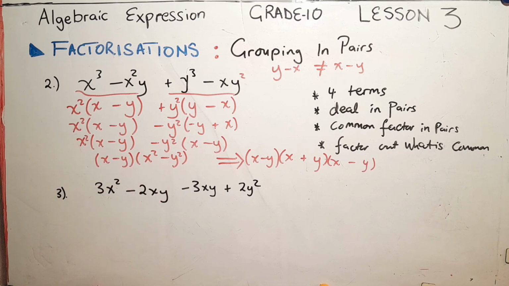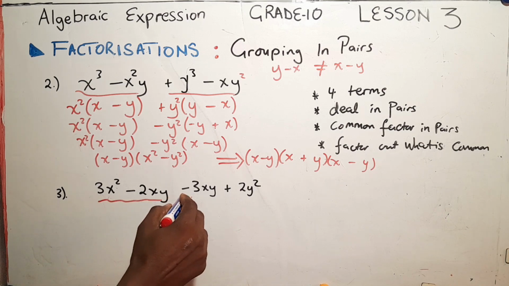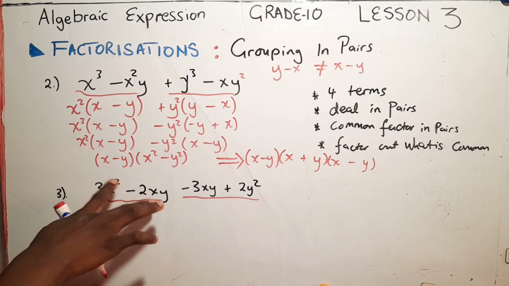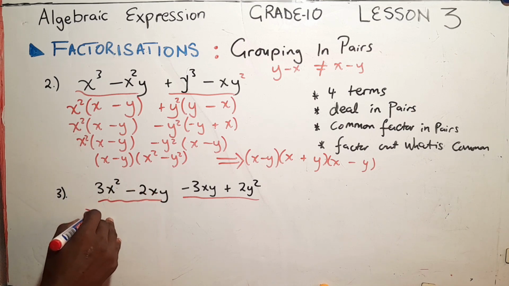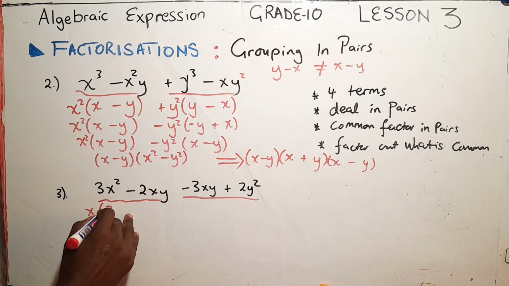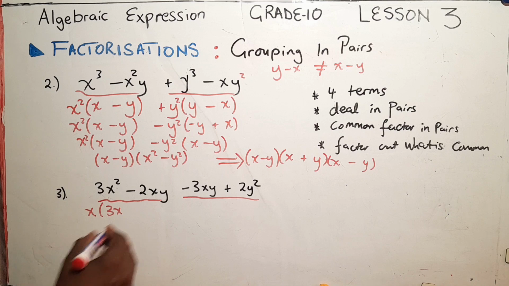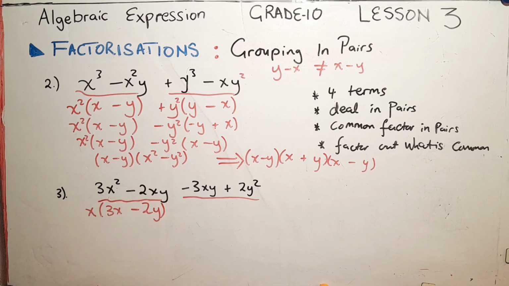So let's move on to the second question that we're having. Now, again, we are going to group this and that, like that. What is common between this? We can see that x is common. So we can factor out x, and this will be 3x. If we remove x there, we'll be left with 3x. And if we remove x there, it will be remaining as 2y.